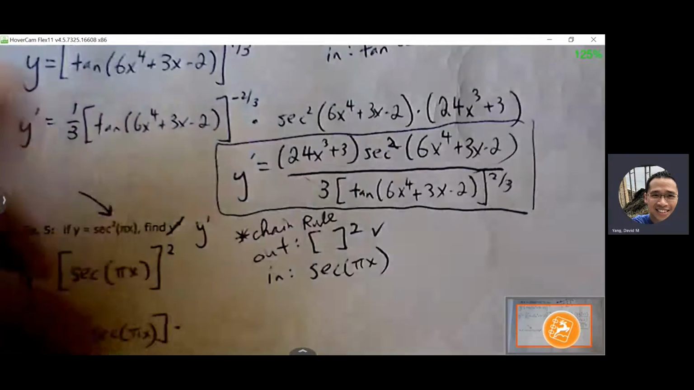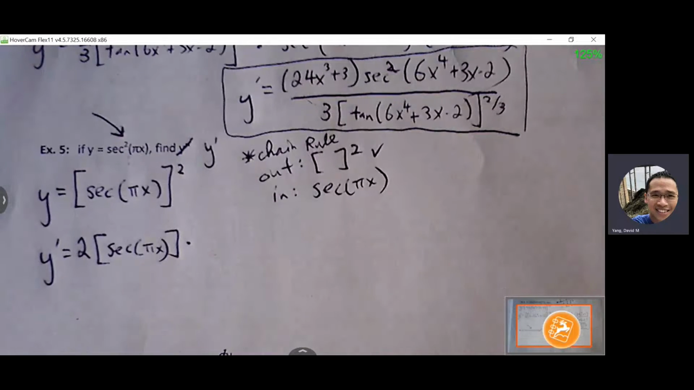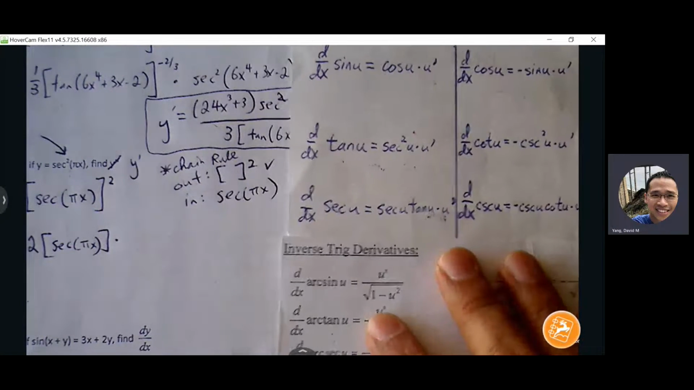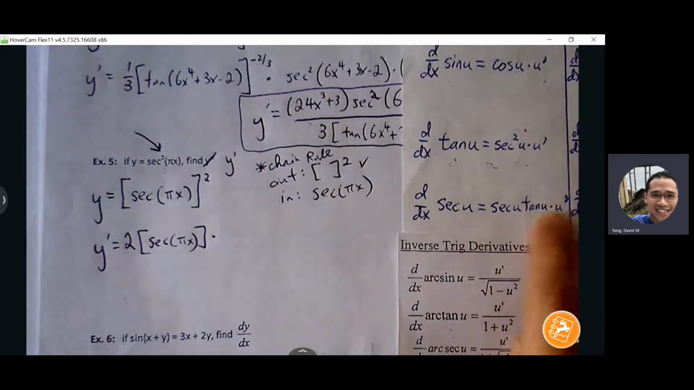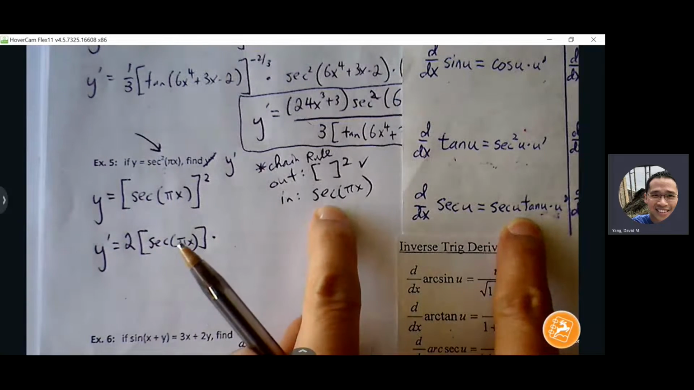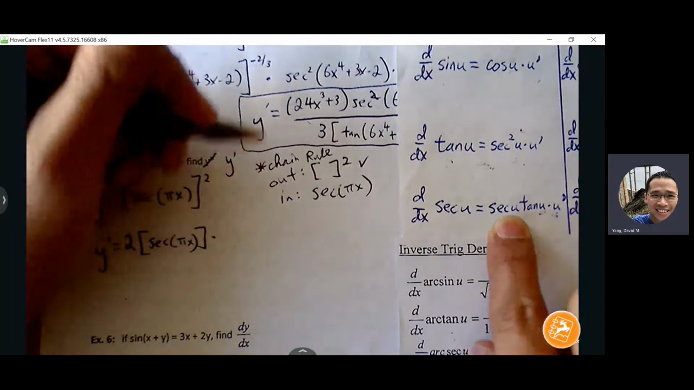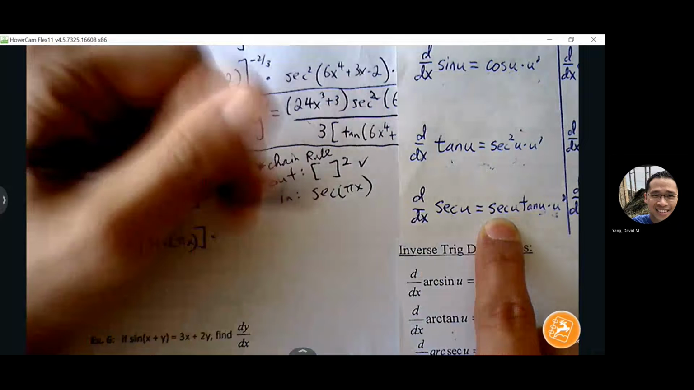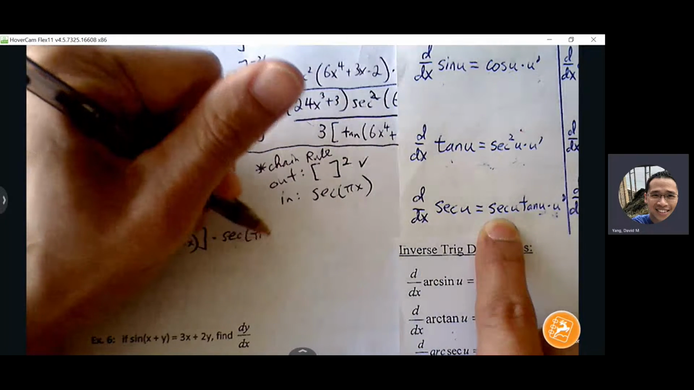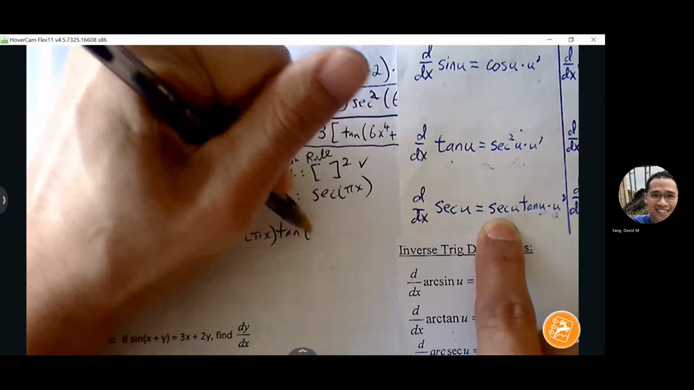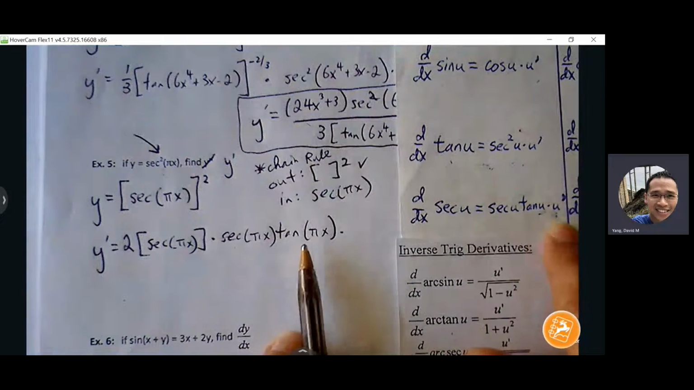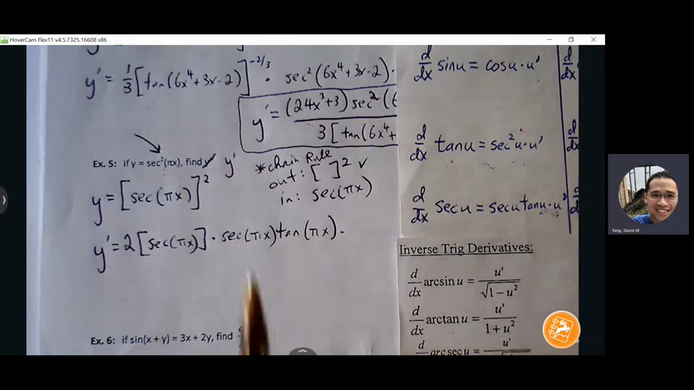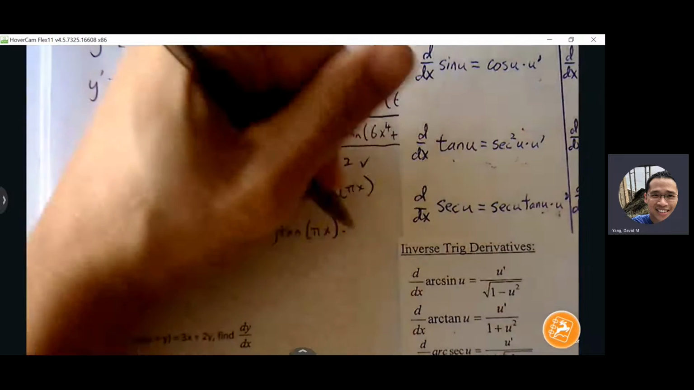So now taking care of my outside's derivative, I'm ready for my inside's derivative. Secant's derivative is secant u tangent u times u prime. So let's just follow this derivative as we build out from what we have. So what would you say? Secant pi x becomes what? Secant pi x and tangent pi x times. Okay, what's pi x, what's u prime? Just pi, right? If it was 3x, it would be 3. Pi x would just be pi.